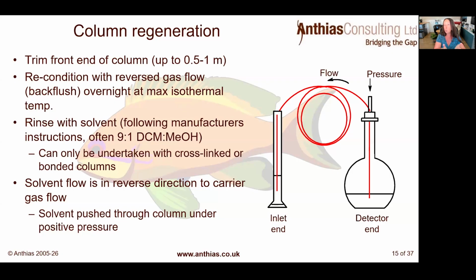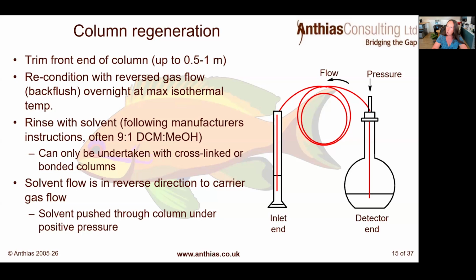It's usually a 9:1 methylene chloride to methanol, or dichloromethane to methanol, depending on which country you're in. But it can only be undertaken with cross-linked or bonded columns, so always read the columns' manufacturer's instructions. When you flush it, the solvent flows in the reverse direction to the carrier gas flow. The solvent is pushed through the column under positive pressure, and it basically flushes the column out.